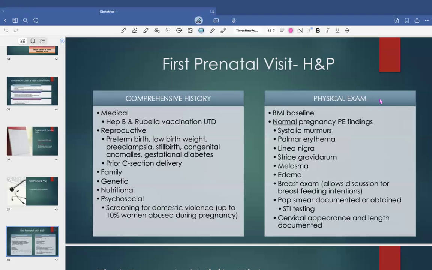The breast exam. This will allow you to discuss breastfeeding intentions. Do you plan to use formula? Do you plan to breastfeed? You're gonna do a pap smear and document or obtain a pap smear, or either look at a documented one. You might need to do STI testing. You want to check the cervix.